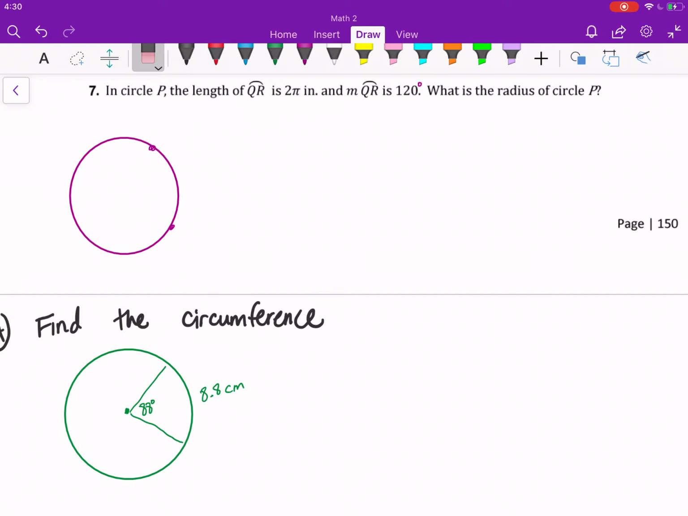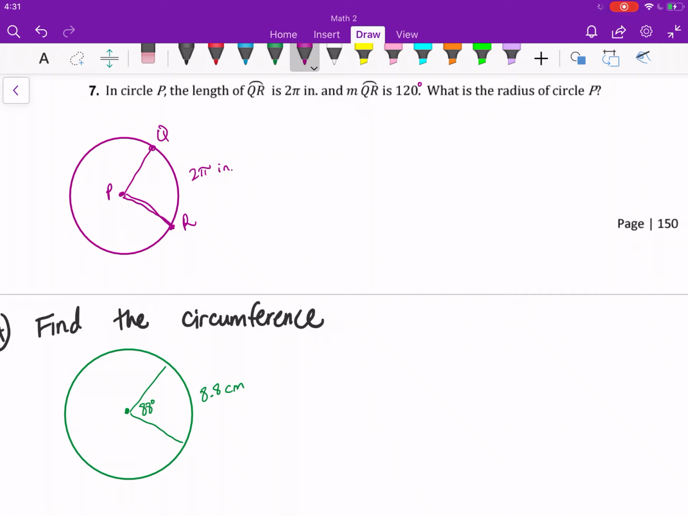So to finish off the notes, I actually want to do number 7, but then also do a few other of my own extra examples. So number 7, I already drew a circle, but we have a circle and it's P, which means P is the center. We've got the arc length of QR, so we have some sort of arc QR is 2 pi. So this arc length is 2 pi inches.